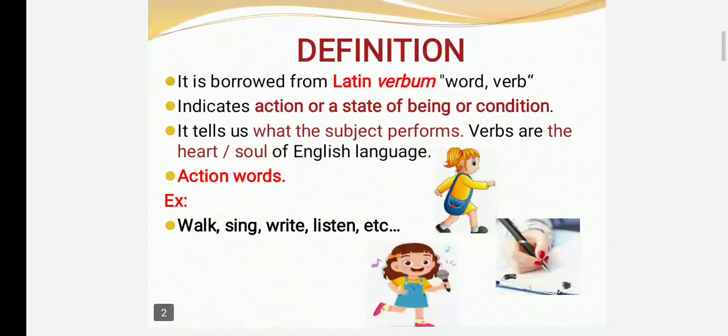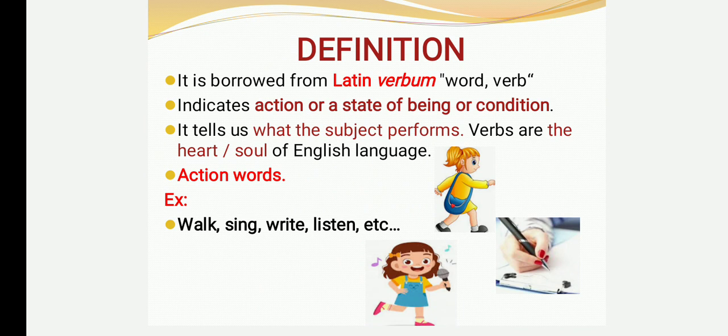What is a verb? The word verb is derived from the Latin word verbum. The verb represents an action or a state. Simply, action words are called verbs. That means the word which refers to an action is called a verb. The verb speaks about what the subject performs.